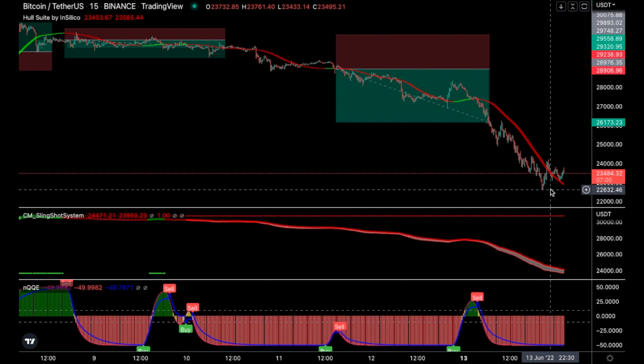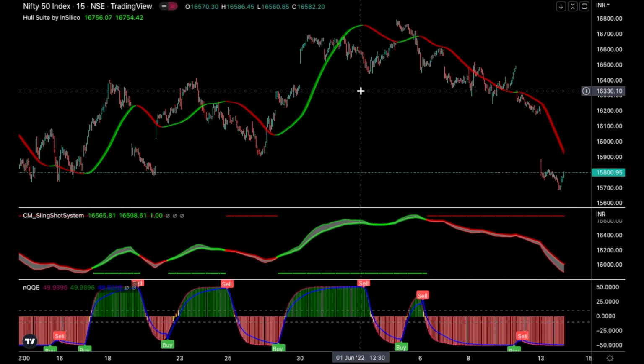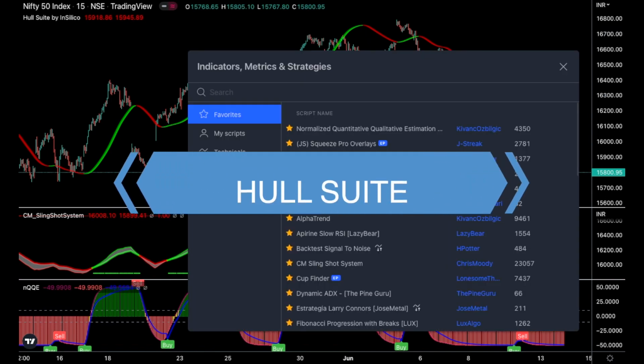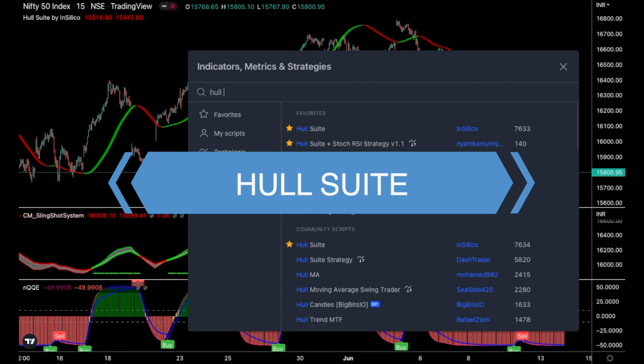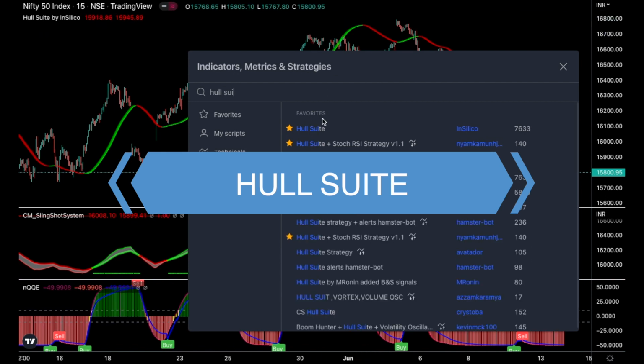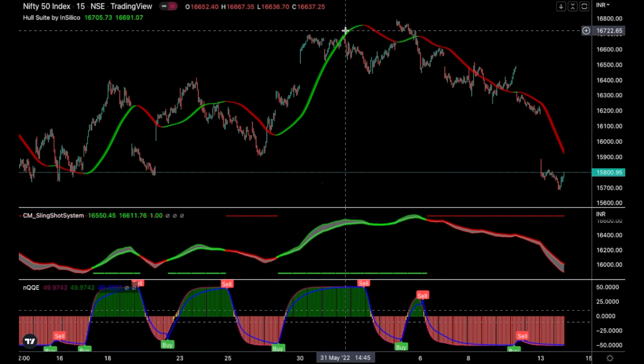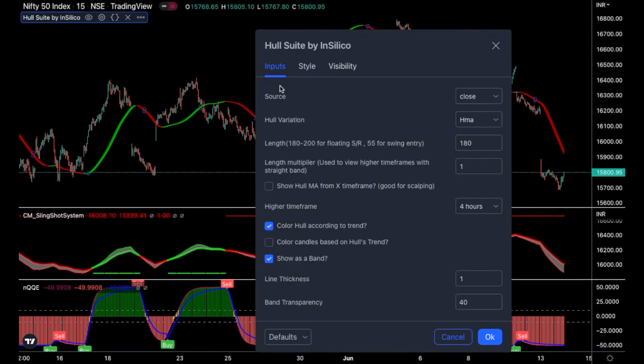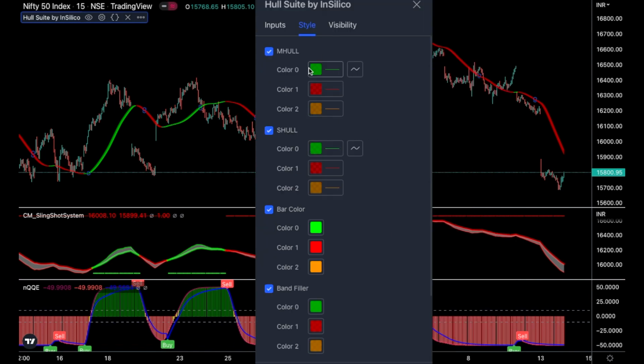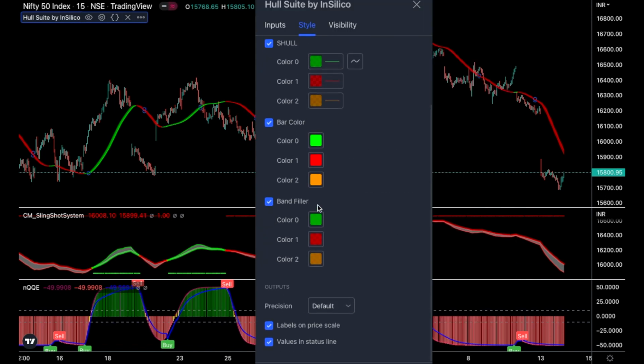Now let's get to the indicators and the details. The first indicator, Hull Suite indicator by Insilco. You can get this here. This one over here by Insilco. I'll just show you the input parameters. Everything is the same. The length I have changed to 180. In the style section, everything remains the same.